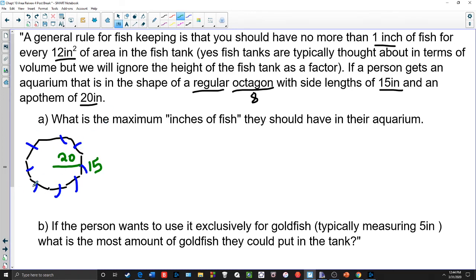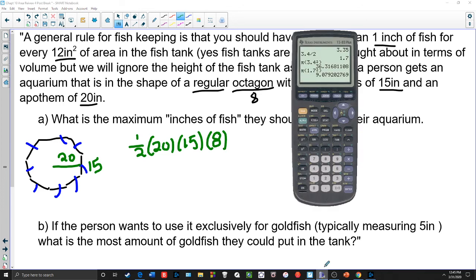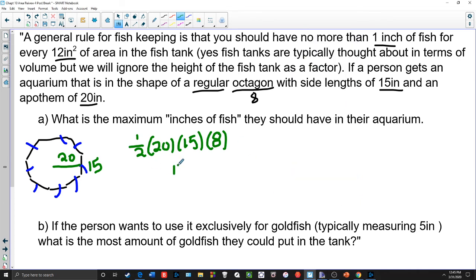So I need to find the area of this regular polygon. Well, if you don't remember, the area of a regular polygon is 1/2 times the apothem times the length of the side times the number of sides, which for an octagon is 8. So you have 0.5 times 20 times 15 times 8, which gives 1200. So this is inches squared.